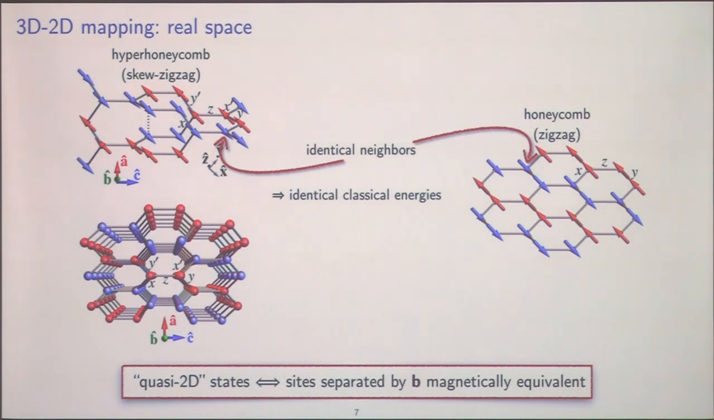So this means that states that are separated by, in this case, the crystallographic lattice vector B, are magnetically equivalent. And that means that if we look from this direction, there is no difference between the states that lie on top of each other, and so they can be identified. That's the basic observation. So whenever we have a state which fulfills this requirement, that states that lie on top of each other, when viewed from the B direction, are equivalent, then we call this a quasi-2D state. Okay?